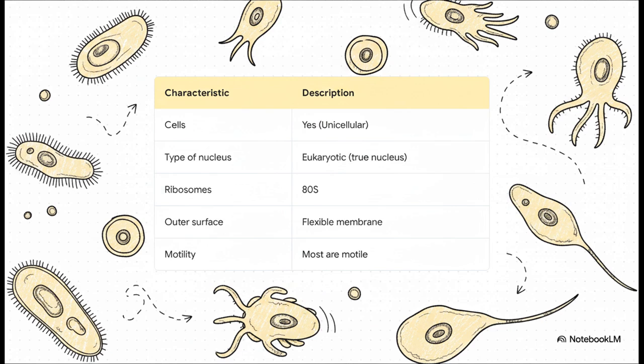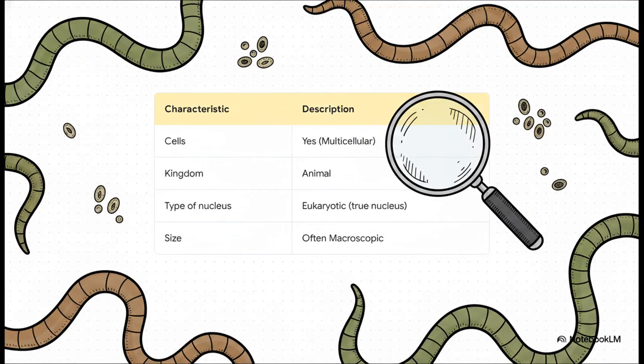Next up, we have the protozoa. These are also single-celled eukaryotes, and you can almost think of them as tiny, free-living animals. Like our cells, they have a true nucleus and just a flexible membrane on the outside, no wall. But what really sets them apart is that most of them can move. They've got little tails or hairs that let them swim around, which is how pathogens like Giardia cause so much trouble.